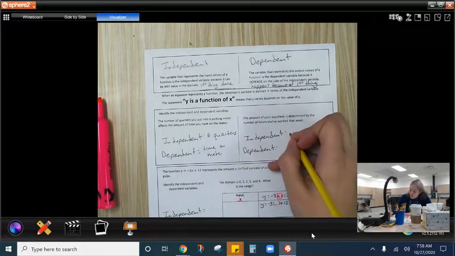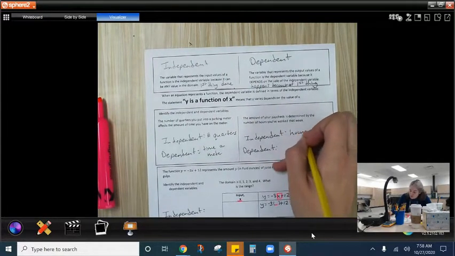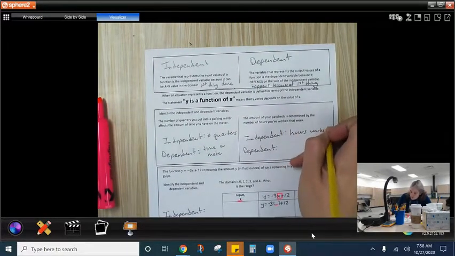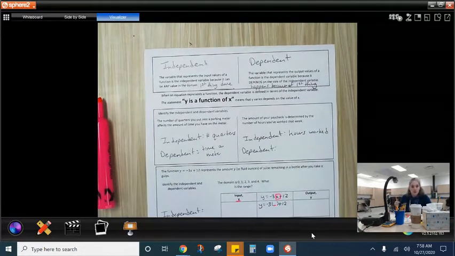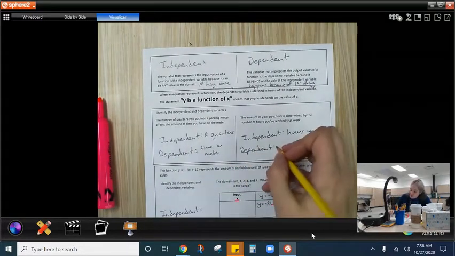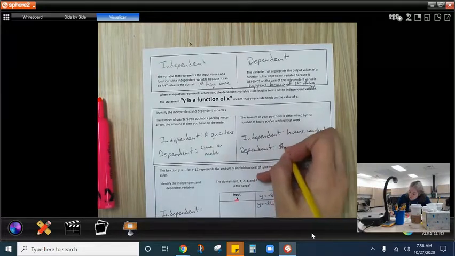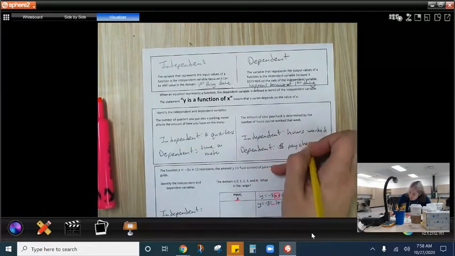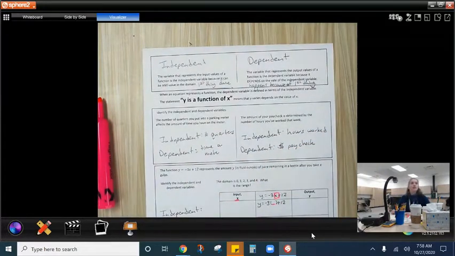So for our next one, the amount of your paycheck is determined by the number of hours you've worked that week. Take a second. What did you do? What happened because of it? All right, so your independent was your hours worked, right? Because that's what you had control over. That's what you did. And then the dependent was the money on your paycheck.